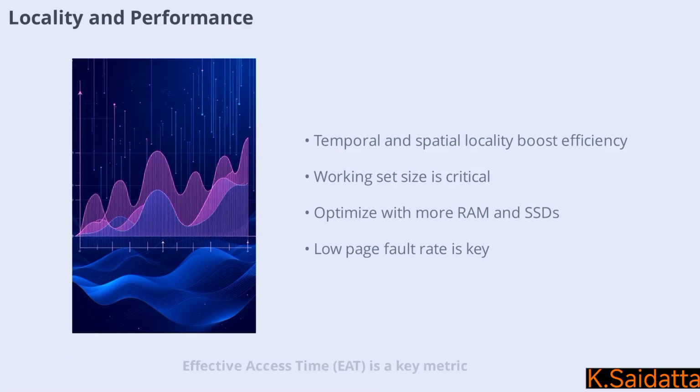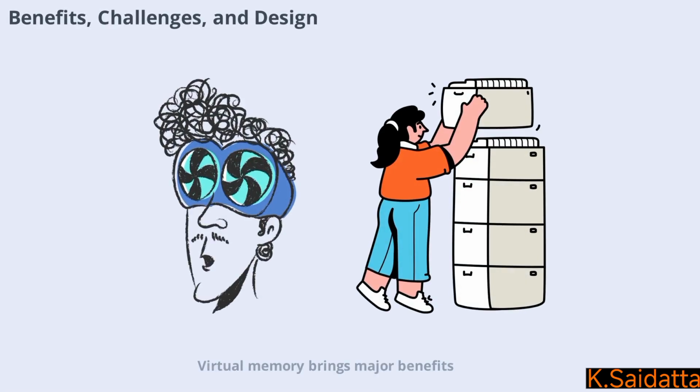Effective access time (EAT) is a key metric, combining the speed of memory access with the cost of handling page faults. Optimizations like increasing RAM, using faster SSDs, and smart prefetching can all help reduce delays and keep your system responsive. Virtual memory brings major benefits. It lets you run programs larger than your RAM, supports better multitasking, and automates memory management and protection.